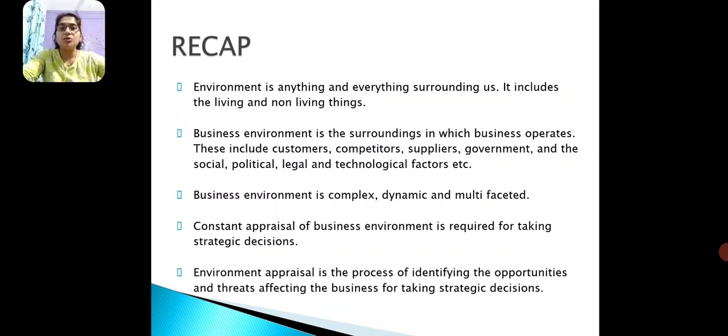Then we have to do constant environment appraisal. We have to continuously look into the changes happening in the environment and take strategic decisions according to the changed scenario so that we can stay in the business. Otherwise, we become obsolete and have to move out of the market. Environment appraisal is a process of identifying the opportunities and threats affecting the business for taking strategic decisions. I hope you have understood the concepts we have discussed.